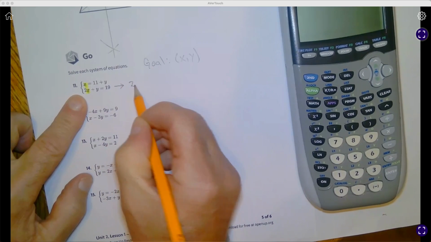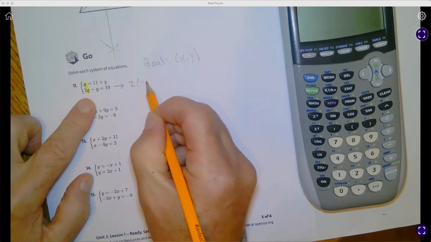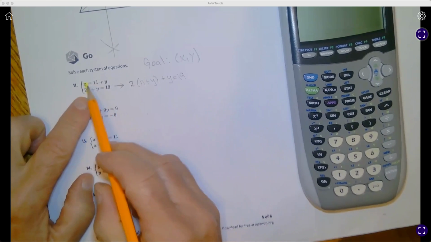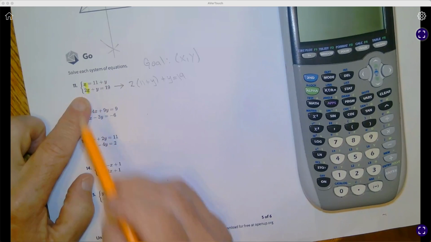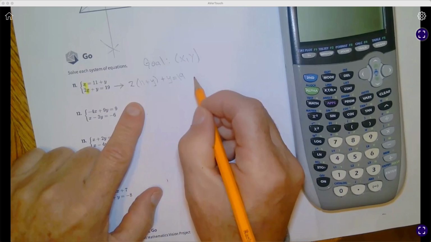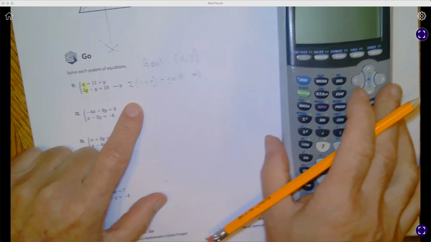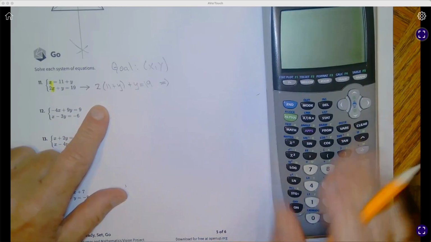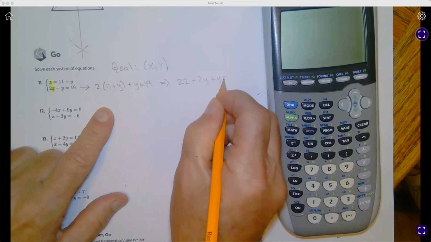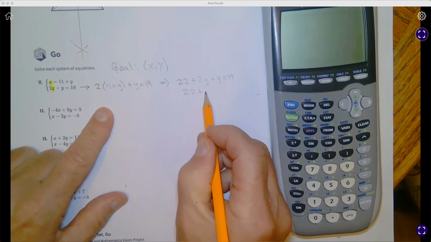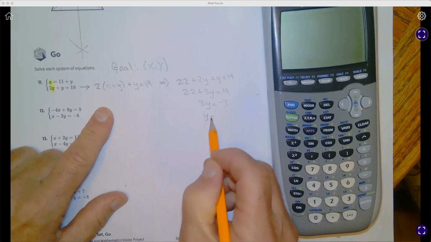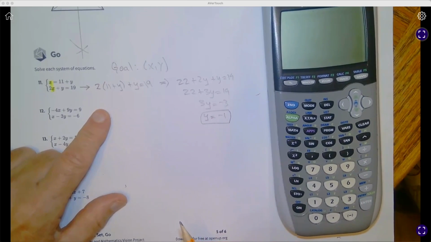So I'm going to go here, and I'm going to substitute 11 plus y in for that x. Right? Because if x equals 11 plus y, then that x also equals 11 plus y. I did that to create an equation with one unknown, y, because I can solve that. This is called distribution. So now I'm going to take 22 plus 2y plus y equals 19. Combine your like terms. Subtract 22. Divide by 3. And y is negative 1.